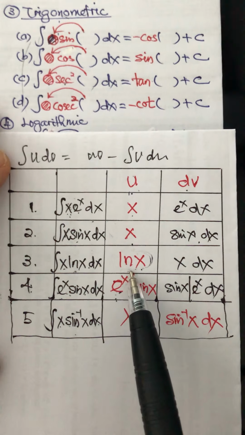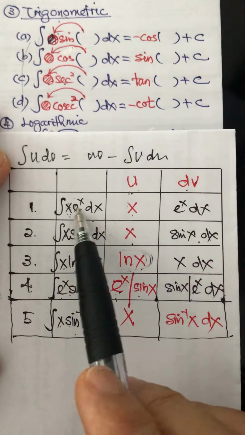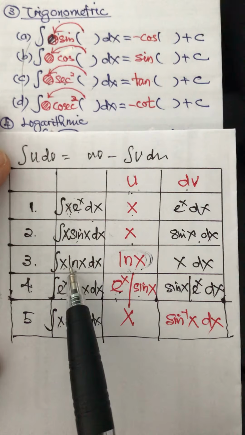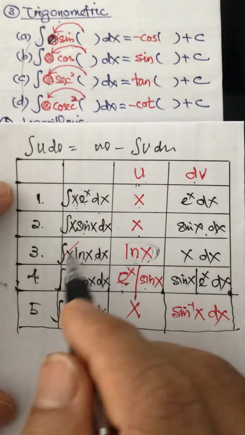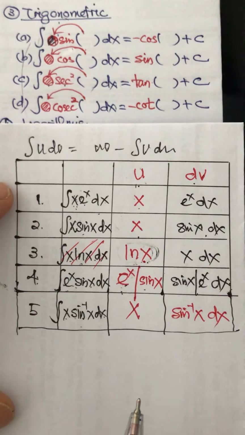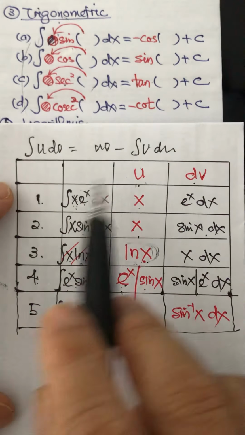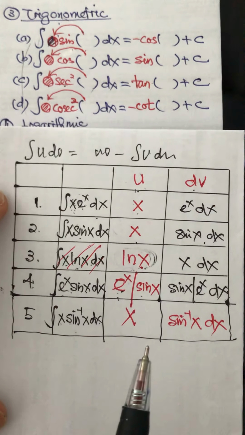Okay, can you understand this? You look at the x, you look at the u. The u is always the x. Only this one special case. Okay, so only when you see the ln, then it's a special case. The u is ln x. Okay, so this one you must remember. And then of course I'm going to show you the example after.